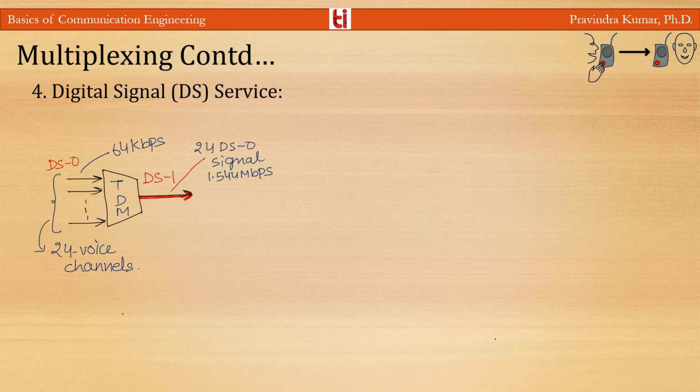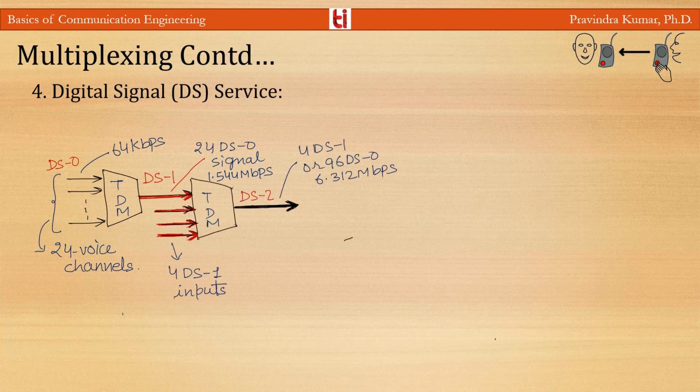Now, digital signal DS service. The telephone companies implement TDM through a hierarchy of digital signals, known as the digital signal services or digital hierarchy. In this figure, you can see the digital hierarchy. The digital signal 0, DS0. A DS0 signal is the basic input signal, which is a single digital channel using 64 kbps PCM.